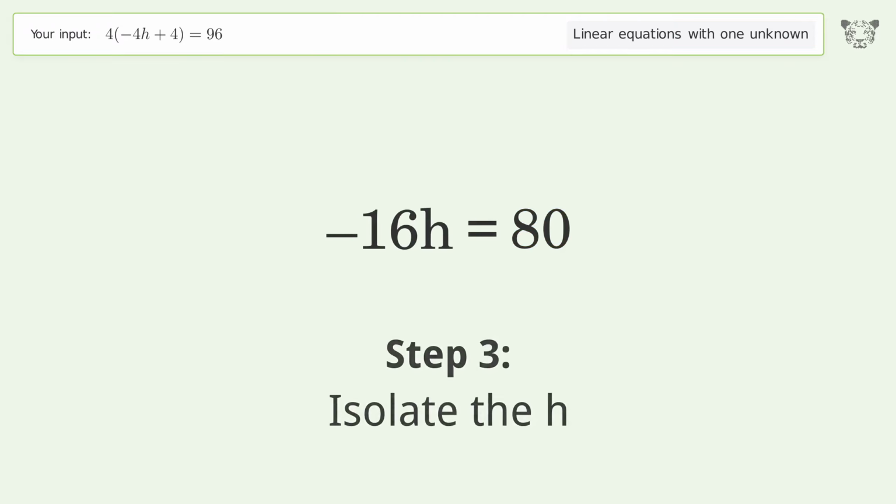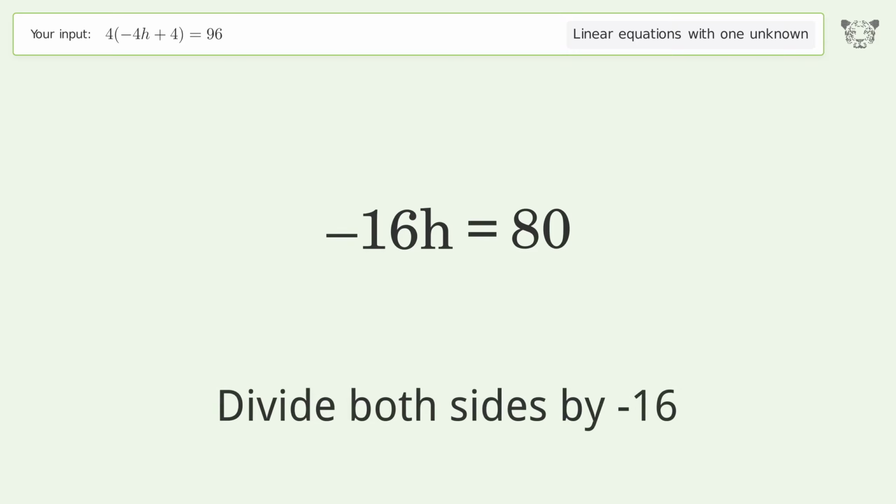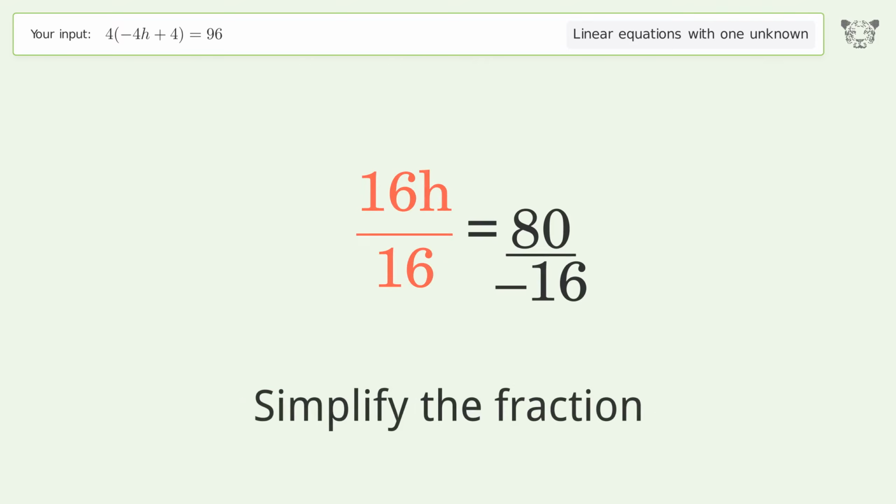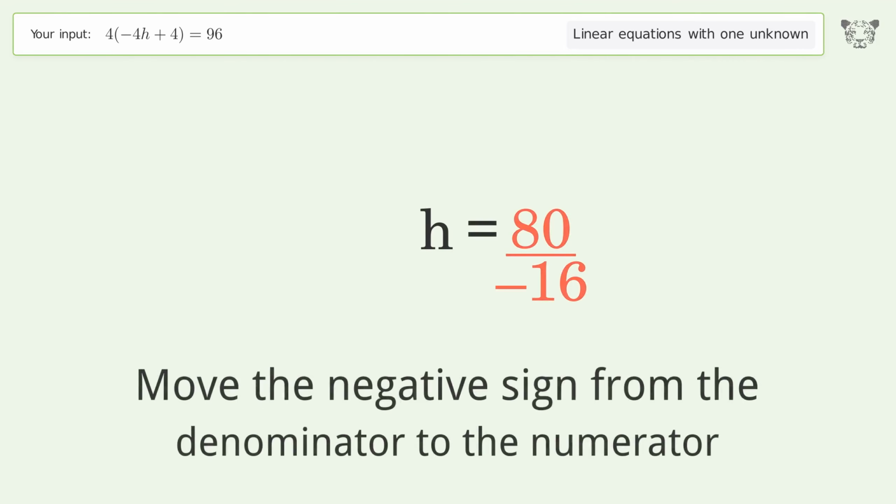Isolate the h. Divide both sides by -16. Cancel out the negatives. Simplify the fraction. Move the negative sign from the denominator to the numerator.